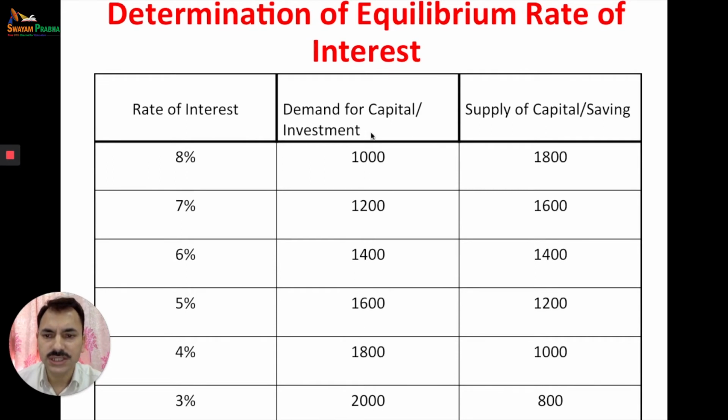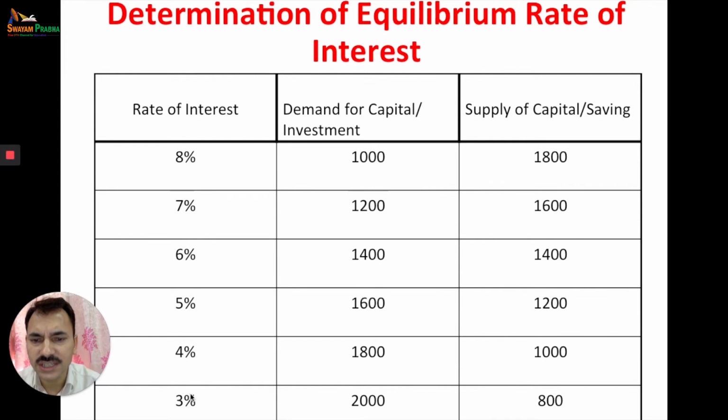Let us first discuss the table. Say, for example, the rate of interest is 8%, the demand for capital is 1000, supply of capital is 1800. Rate of interest will decrease from 8 to 7%. The demand for capital now increases from 1000 to 12,000. It means as rate of interest decreases, the demand for capital increases. 7 to 6, then 12 to 14. 6 to 5, it is now 16, and so on.